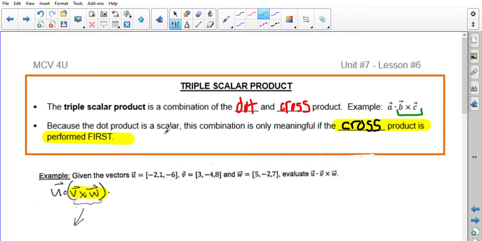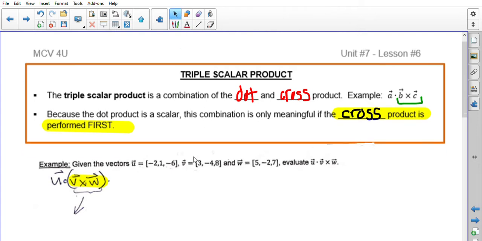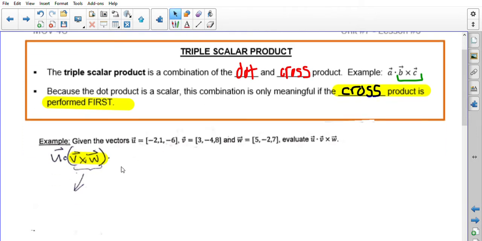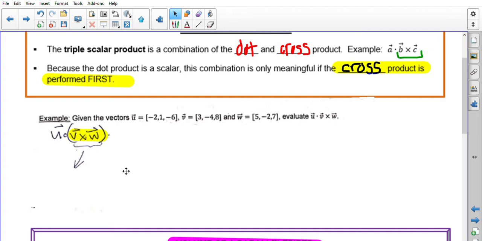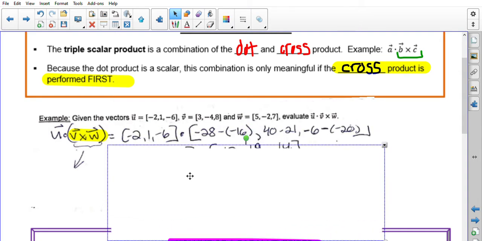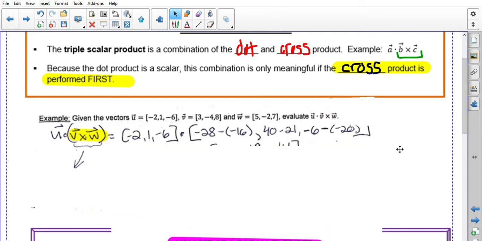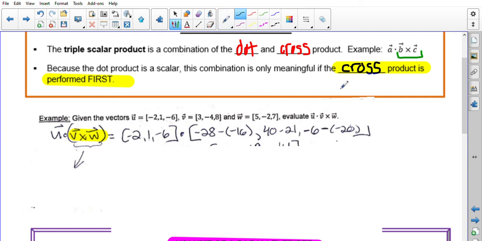All right, so let's practice that here. It says, given the vectors u, v, and w, evaluate the triple scalar product. So we're doing u dot v cross w. So again, you have to do the cross product first. Okay, so you can set up your work a bit here. So we are basically going to do -2, 1, -6 dot, and then now we're going to get our answer for the cross product.